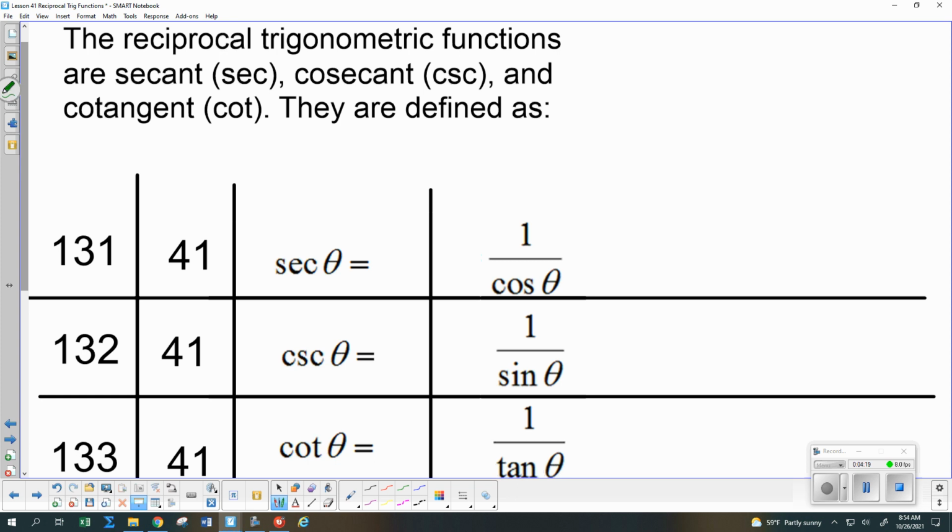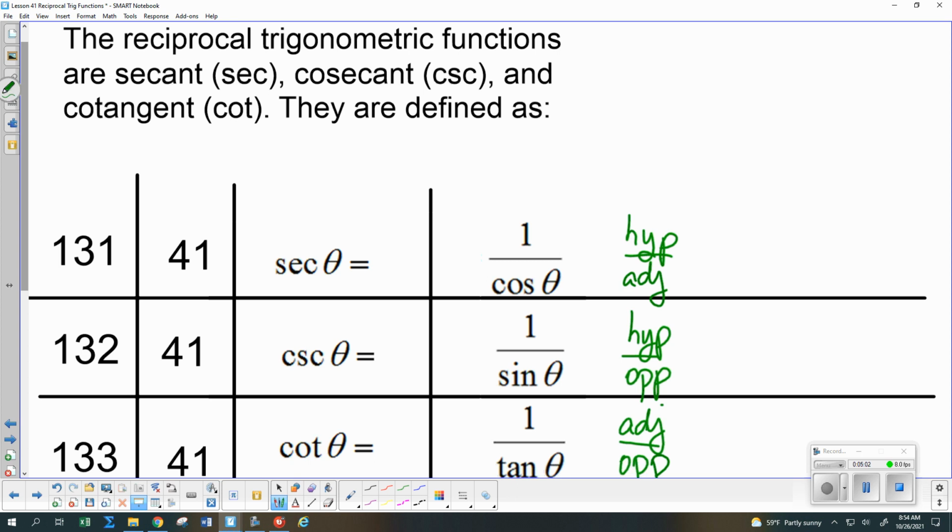Couple of things that we want to think about with that. If we were doing right triangle trig, we know that cosine is adjacent over hypotenuse, so secant would have to be hypotenuse over adjacent if we were doing this on a right triangle. If sine is opposite over hypotenuse, the reciprocal on a right triangle would have to be hypotenuse over opposite. If tangent is opposite over adjacent, the reciprocal cotangent would have to be adjacent over opposite.